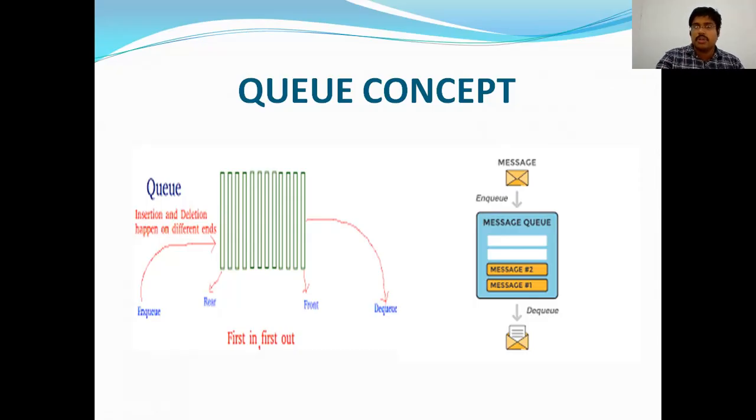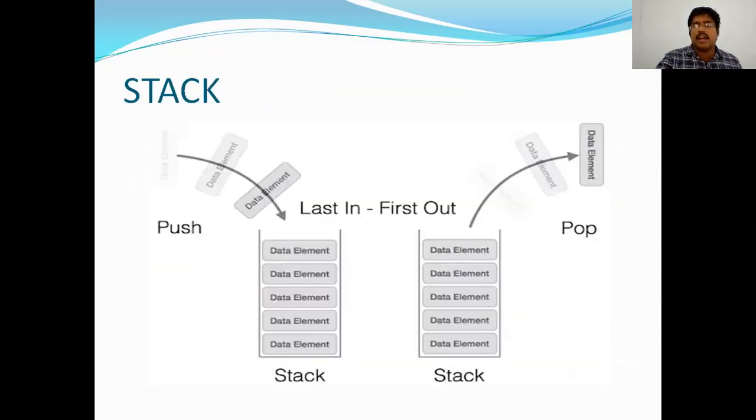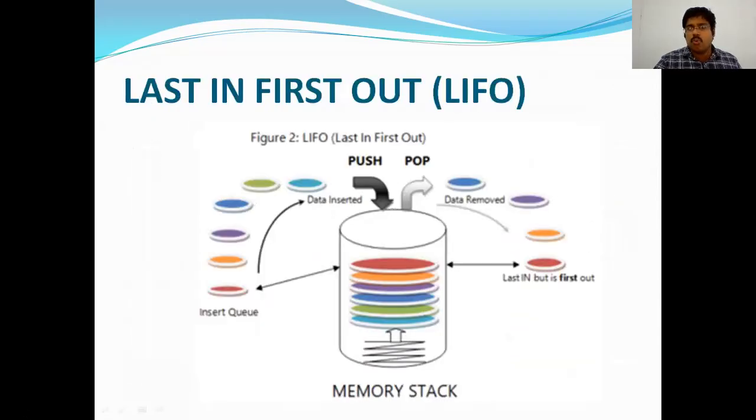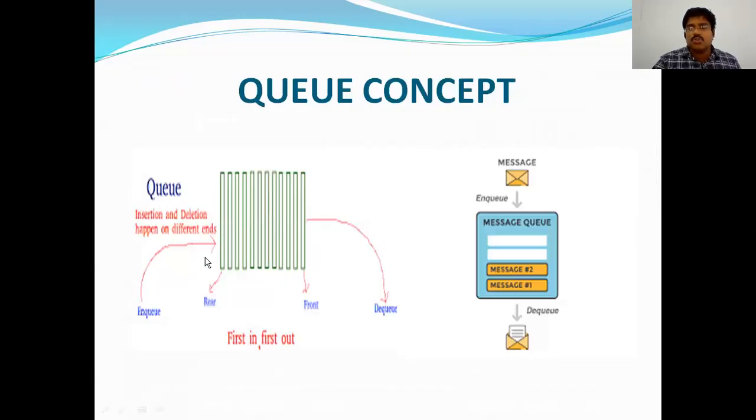In this slide we are going to deal with the differences between stack and queue. A stack is open at only one end, and a queue is open at both ends. That means in a stack, inserting and deleting data are possible only through one end. The other end is closed permanently. In a queue we have two ends: one end is used for inserting data, and the other end is used for deleting or removing data.